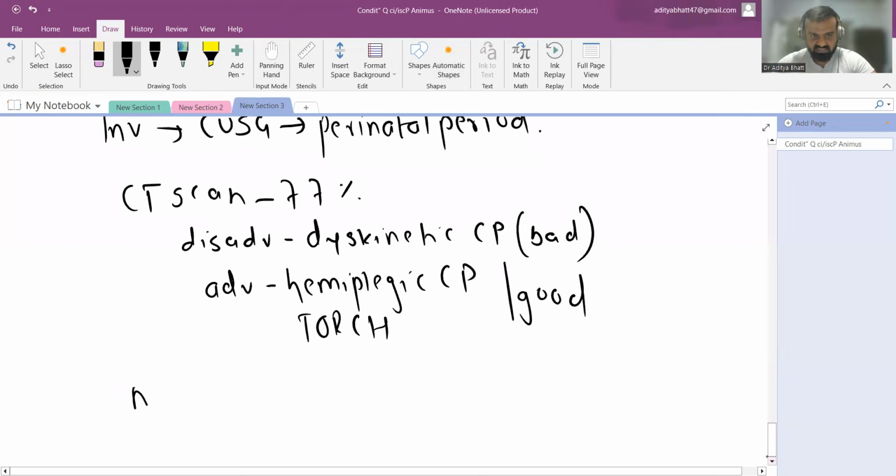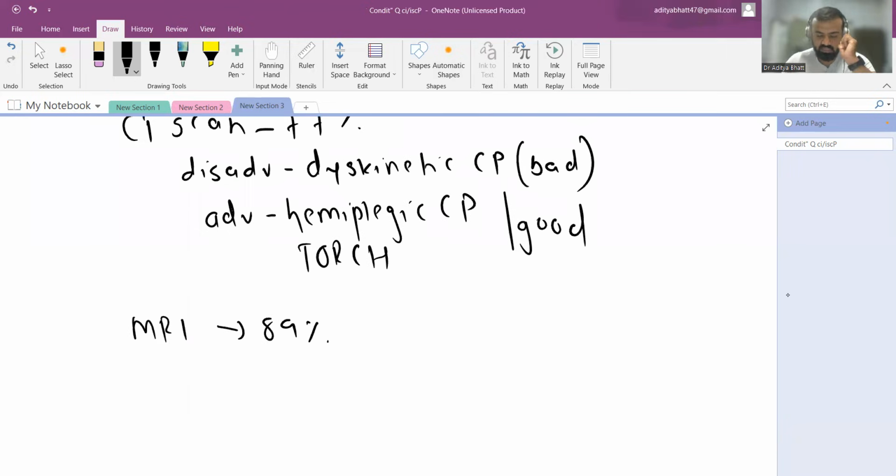But the best investigation is obviously MRI, and its yield is 89%, much higher than CT scan, and it shows you periventricular leukomalacia, and it also shows you dysmyelination, hypomyelination, and the basal ganglia and thalamus. So that is the advantage. Okay.